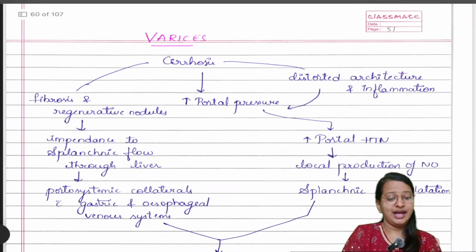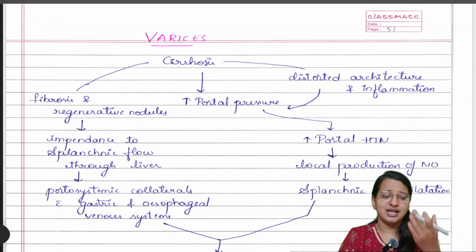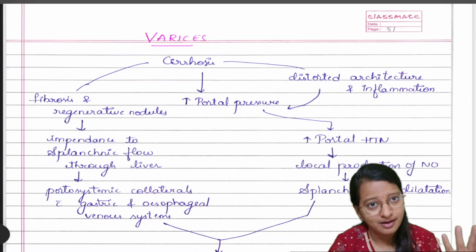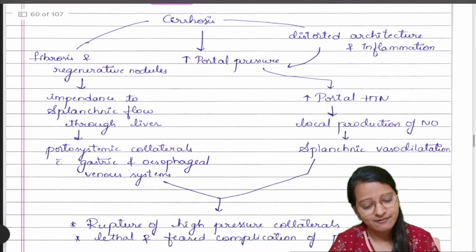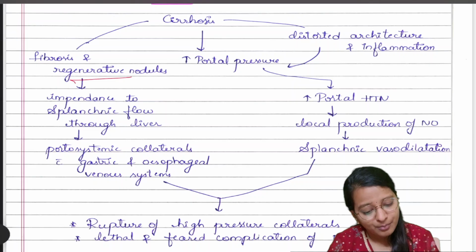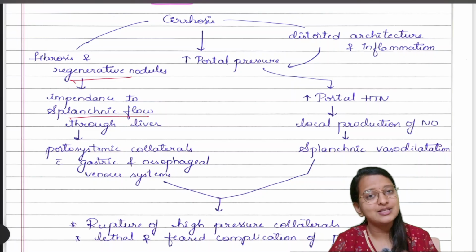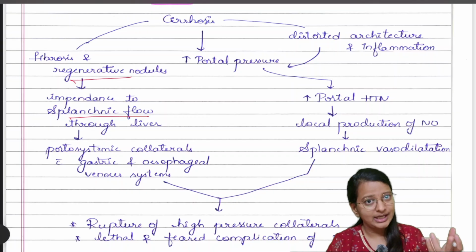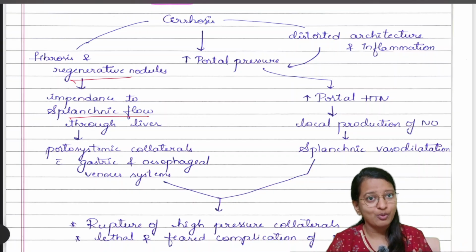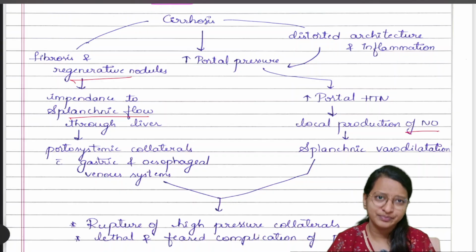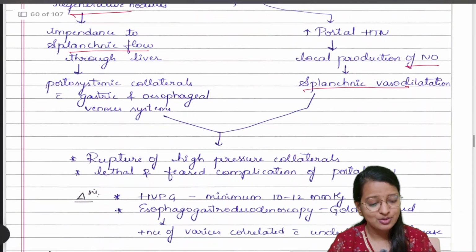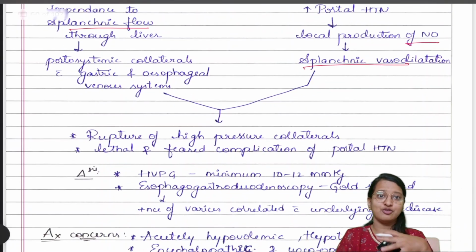Coming to varices. Again, from the starting, there is cirrhosis, increased portal pressure, there is altered architecture of the liver, and there is fibrosis and regenerative nodules. This causes a problem to the splanchnic flow, and there is a formation of portosystemic collaterals to relieve that increased portal pressure, and also there is production of vasodilators. There will be splanchnic vasodilatation. Finally there is formation of varices.